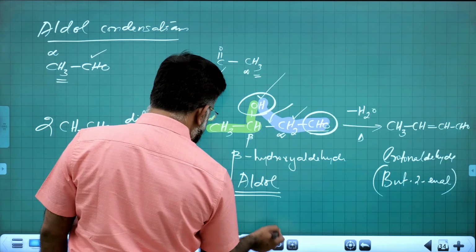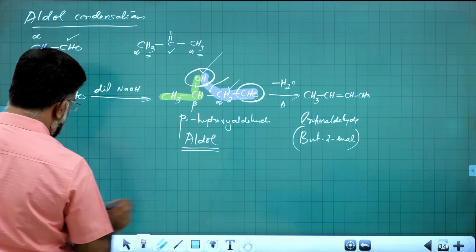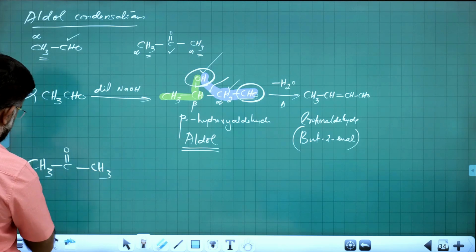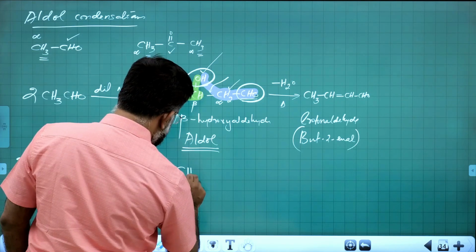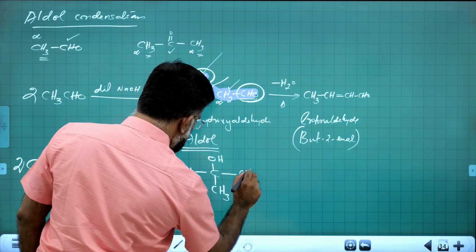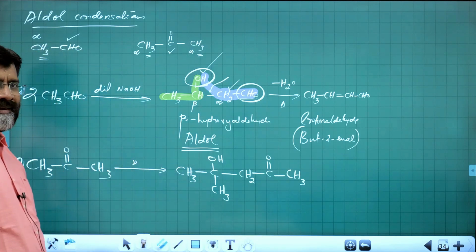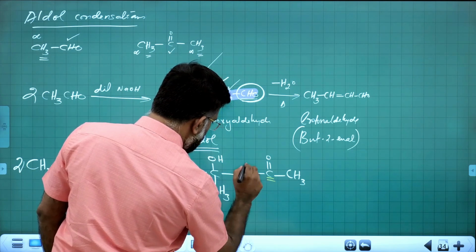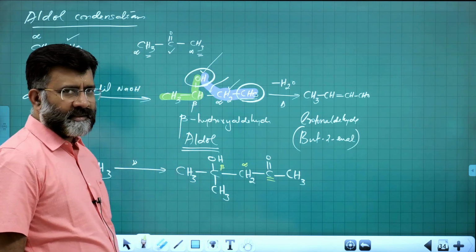Let us examine how it is given by a ketone. One ketone, say acetone, will give you the aldol product in what way? CH3COCH3, two molecules in presence of dilute alkali will condense like this: CH3C(OH)(CH3)CH2COCH3. Once again, you can see it is a beta hydroxy product. This is the functional group, alpha carbon, beta, hydroxy ketone. It may be called a ketol.